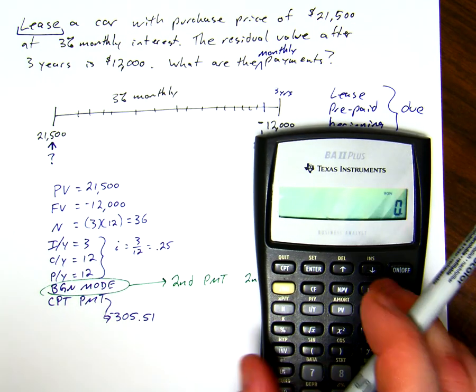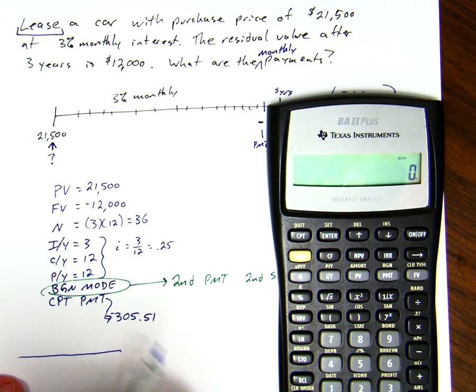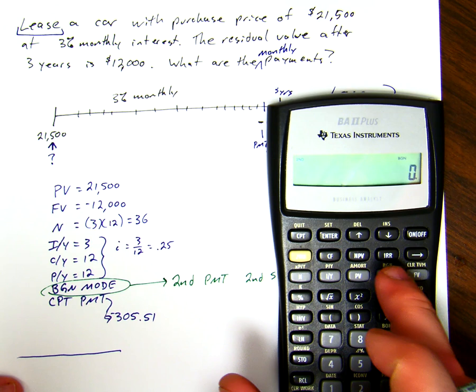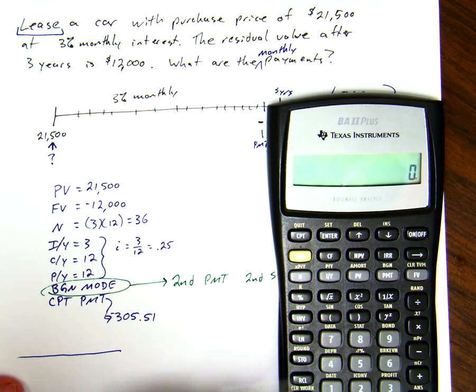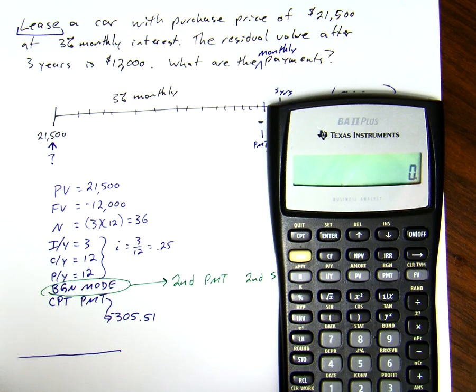Now, my recommendation is at the end of every annuity due question, unless you're working on a bunch in the chapter, turn it off, because the majority of your questions are going to be ordinary annuities. Doing an annuity due is going to be a special case.